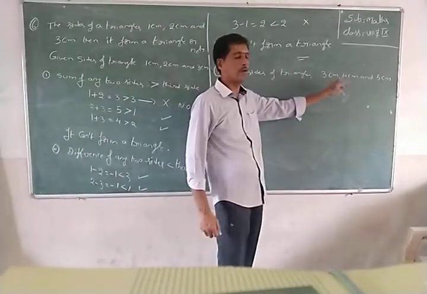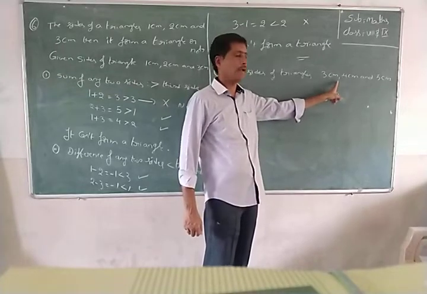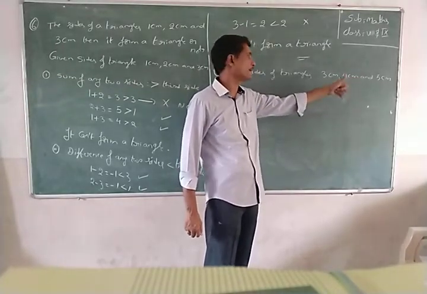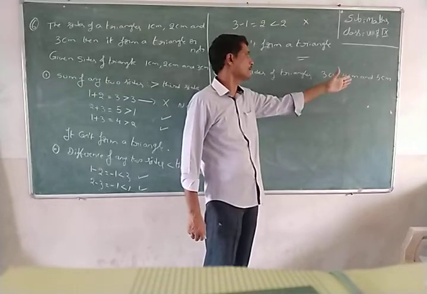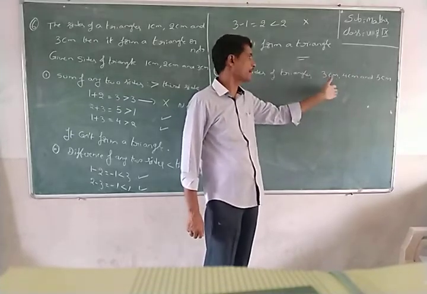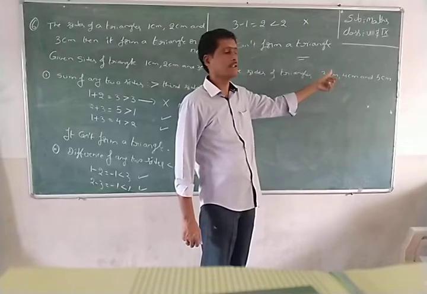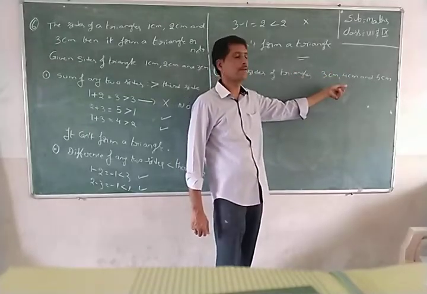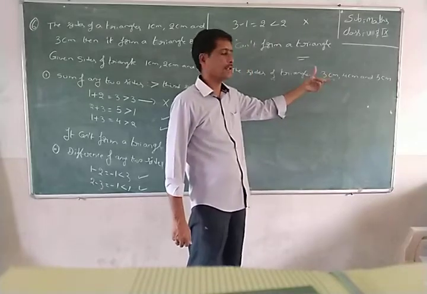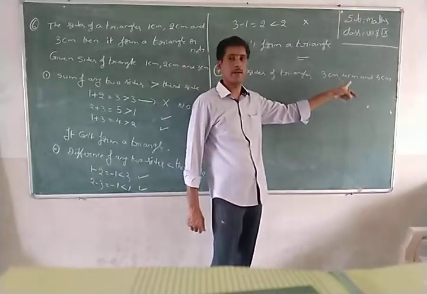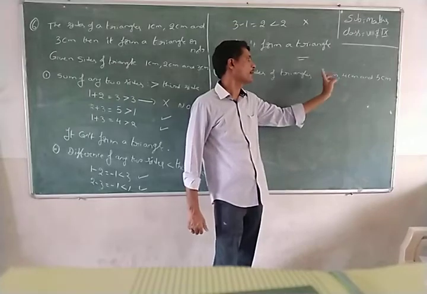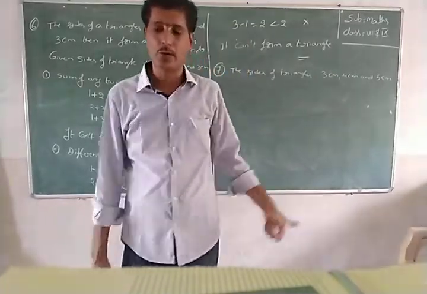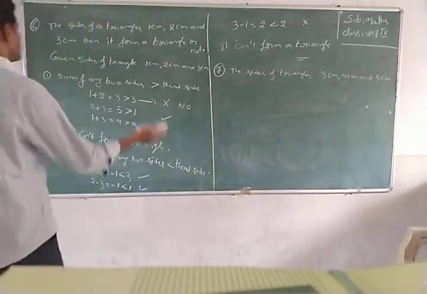Here 3 plus 4 equals 7. 7 is greater than 5, yes. Next, 4 plus 5 is 9. 9 is greater than 3, yes. Next, 5 plus 3 is 8. 8 is greater than 4, yes. Next, the difference of any two sides: 3 minus 4 equals minus 1, which is less than 5, correct. Next, 4 minus 5 equals minus 1, which is less than 3. Next, 5 minus 3. Therefore, yes, it can form a triangle. Do that on your own. Next.